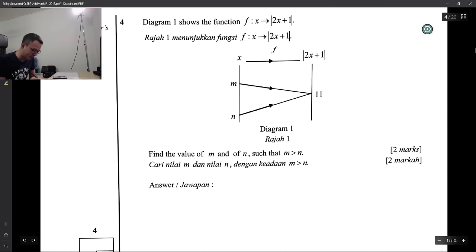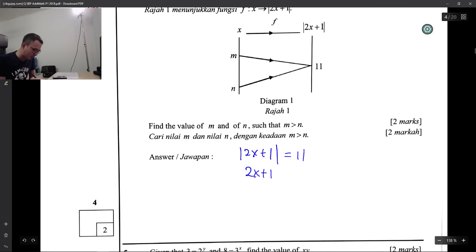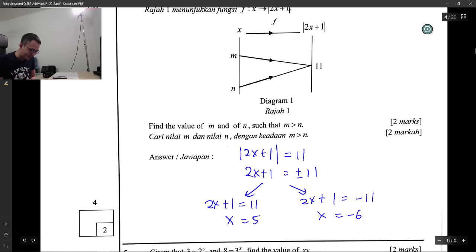So what I will do over here is, I know that modulus of 2x plus 1 is equal to 11. So I just need to solve this equation. I should get 2 different x values, because when I expand the modulus here, the other side actually will get plus minus 11. So therefore, I have 2 choices here. 2x plus 1 equals 11, or 2x plus 1 equals negative 11. So in this case, minus 1 is 10, x equals 5. This one minus 1 is negative 12, x equals negative 6. And because m is bigger than n, my m should be 5, my n should be negative 6.